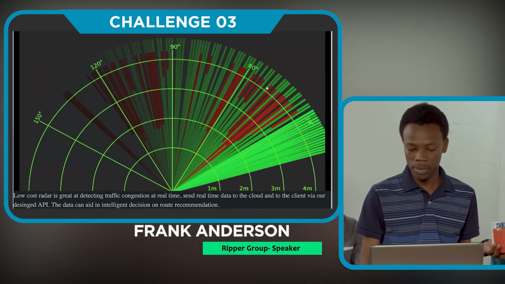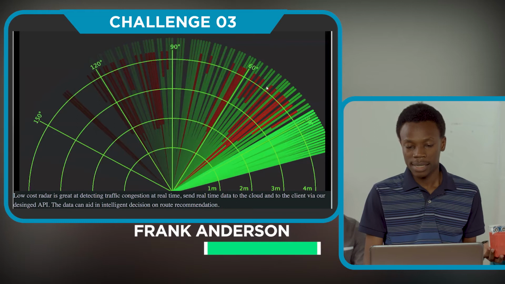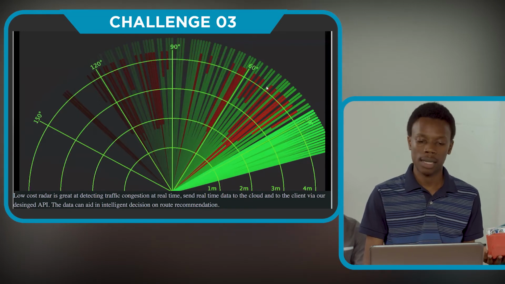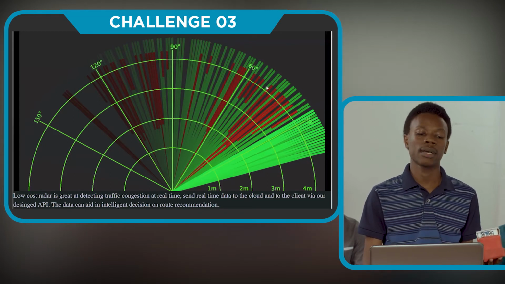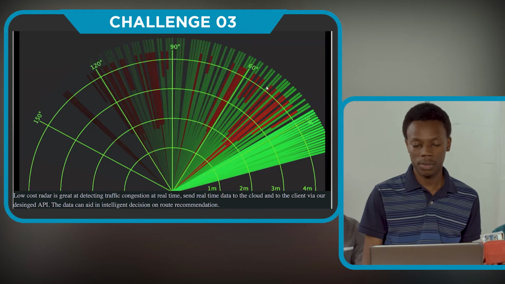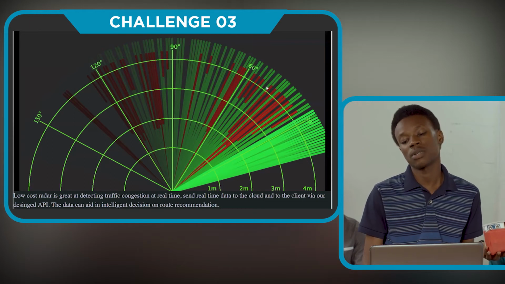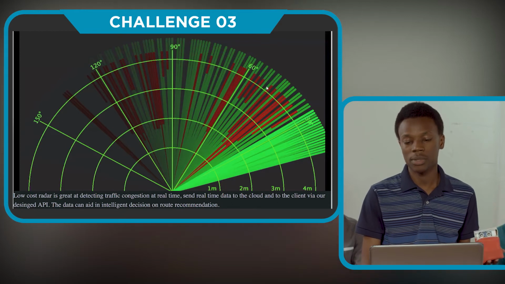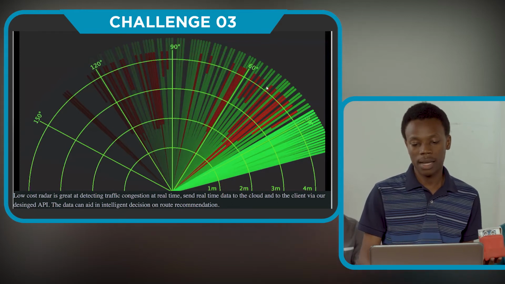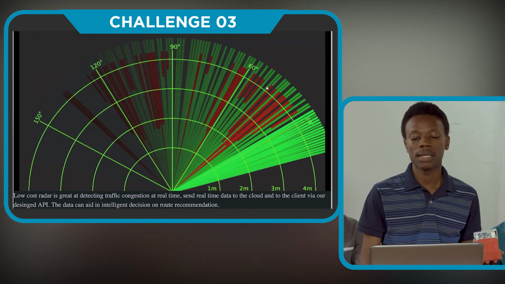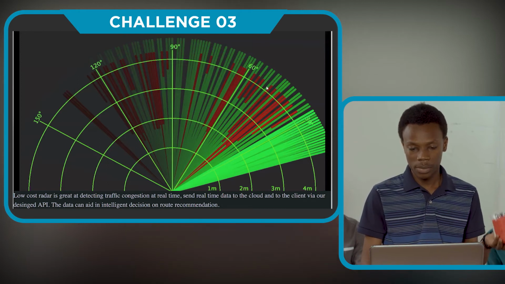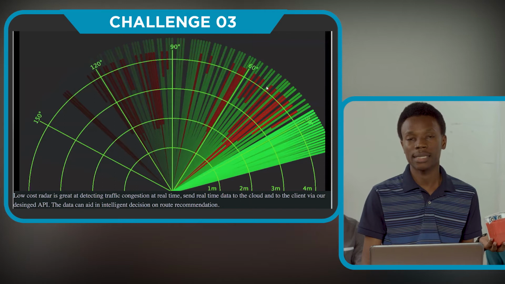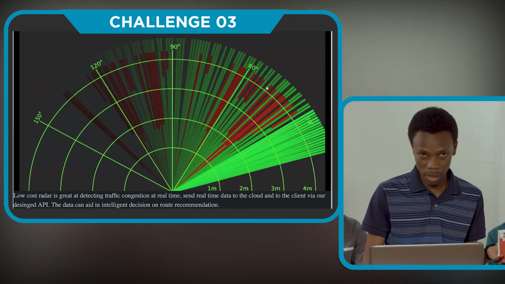As you can see, when you see the green strips, that means there is a good pathway on the road. There is no traffic congestion. But when you see red strips, it means congestion is detected. Like you see, the more red strips, the higher the traffic congestion.